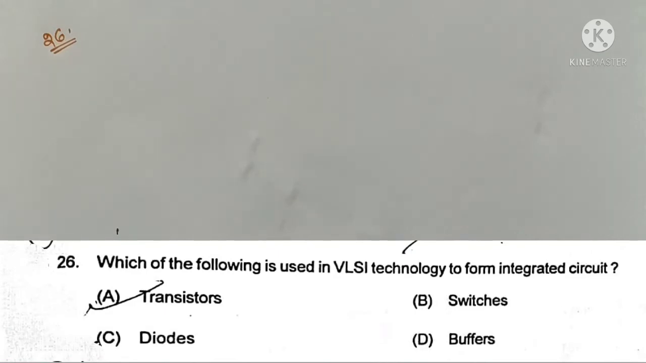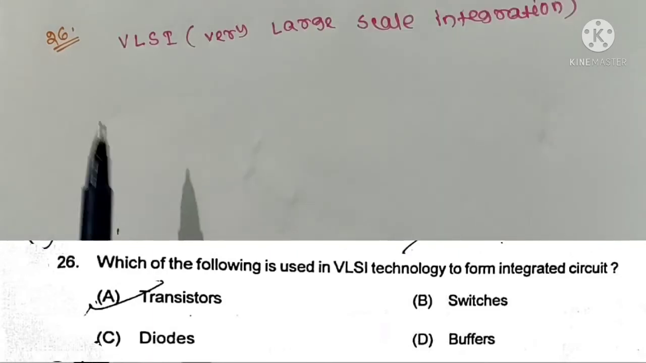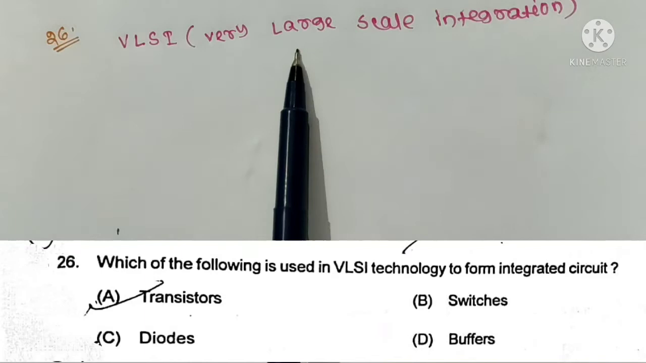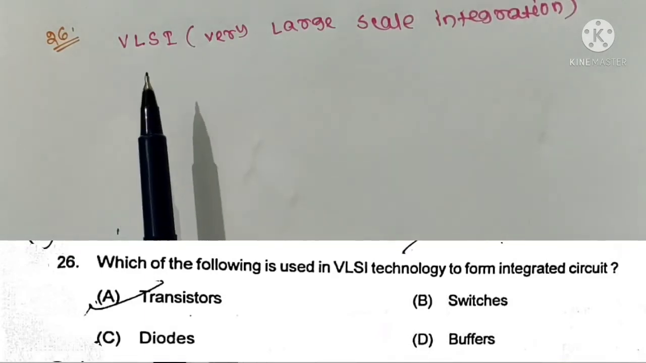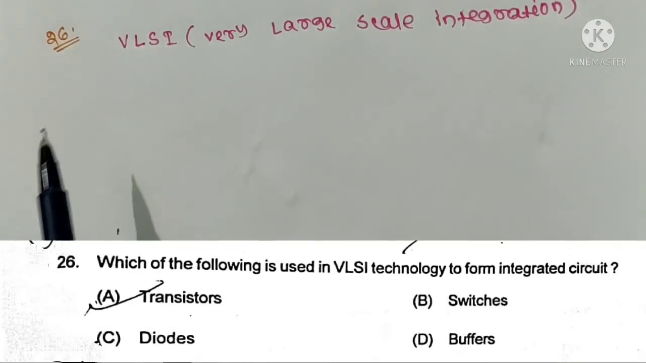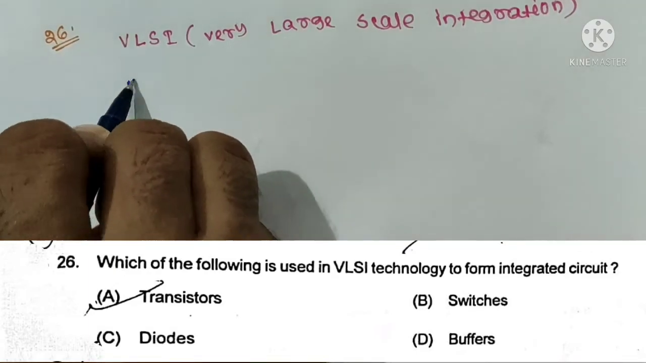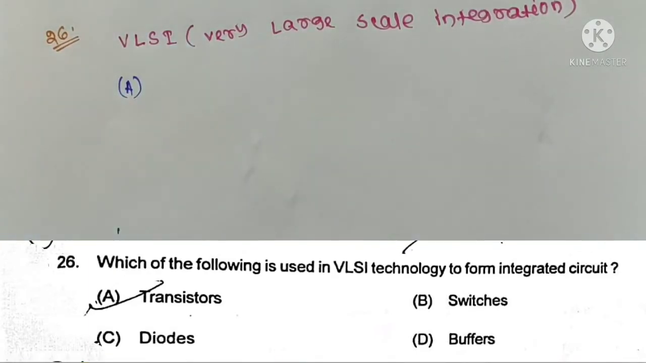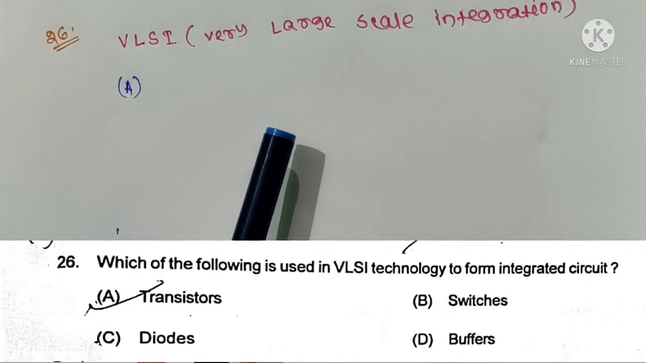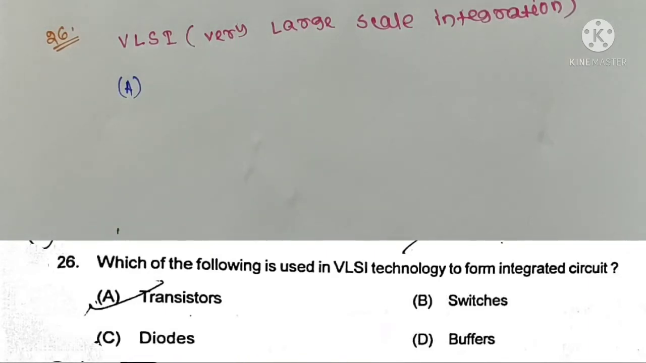Question number 26. Which of the following is used in VLSI technology to form integrated circuit? VLSI, that is very large scale integration, is the process of creating an integrated circuit by combining thousands of transistors into a single chip. So here your correct option is option A, which is transistor. So in this VLSI technology, transistors are used to form integrated circuit.